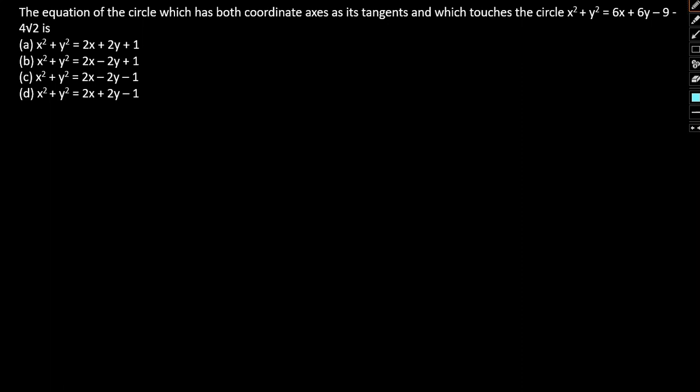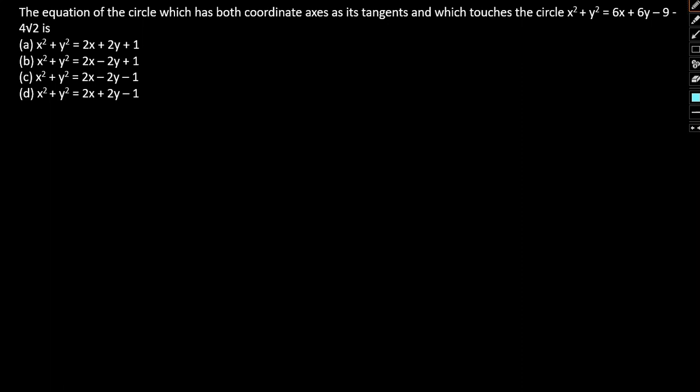The equation of the circle, which has both the coordinate axes as its tangents, while it touches the circle x squared plus y squared equal to 6x plus 6y minus 9 minus 4 root 2 is. So we need to find the equation of the circle in general.